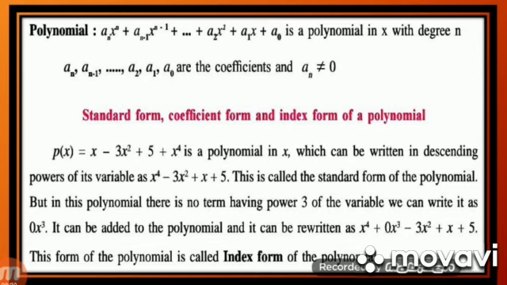So we can write it as 0x cube. It can be added to the polynomial and it can be rewritten as x raised to 4 plus 0x cube minus 3x square plus x plus 5. This form of the polynomial is called the index form of the polynomial.